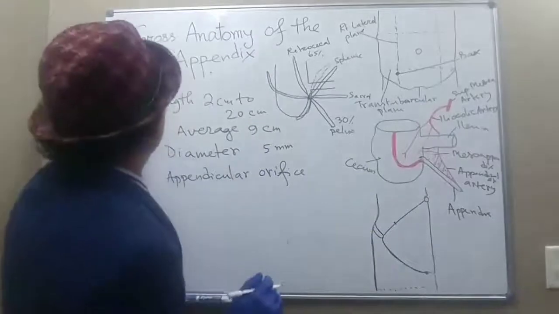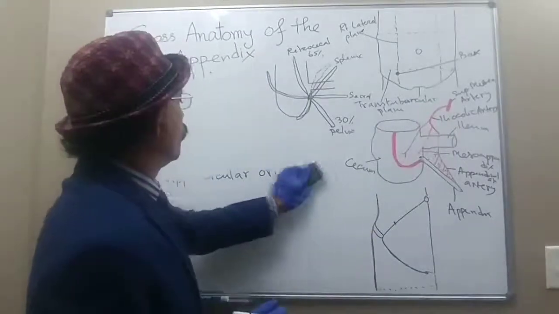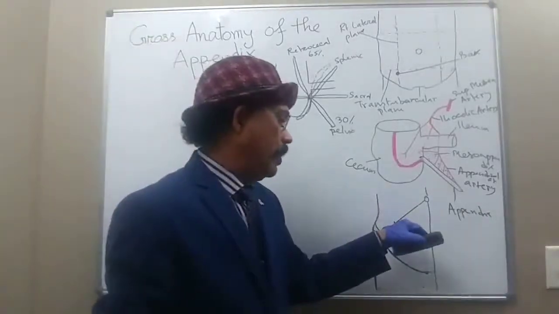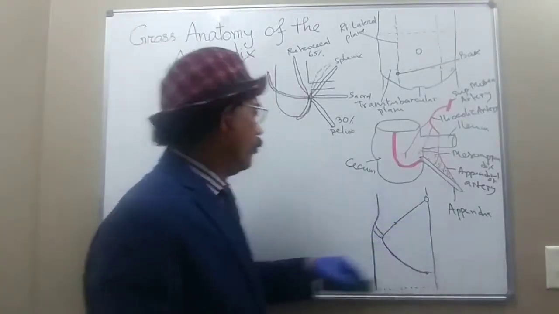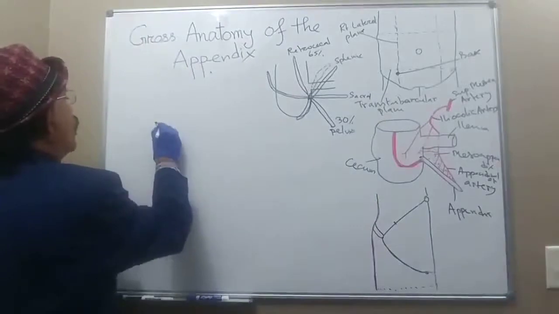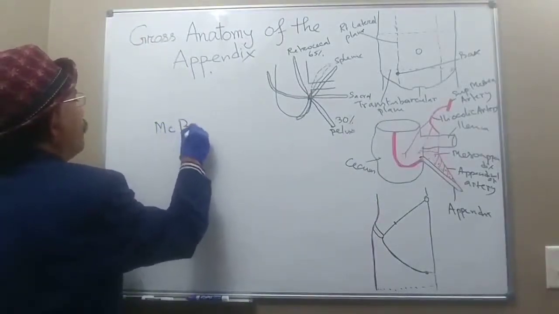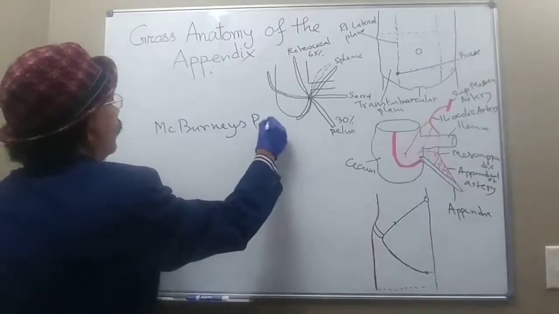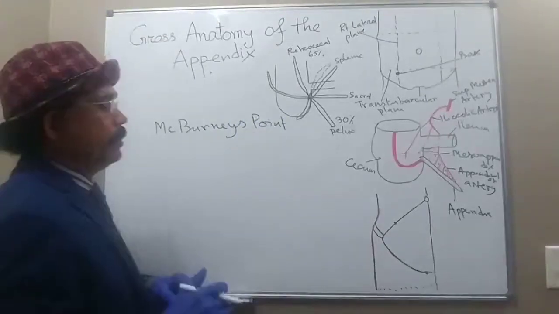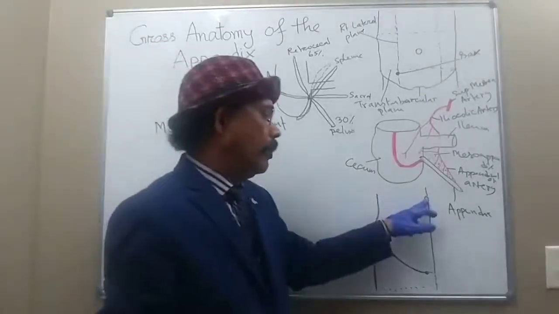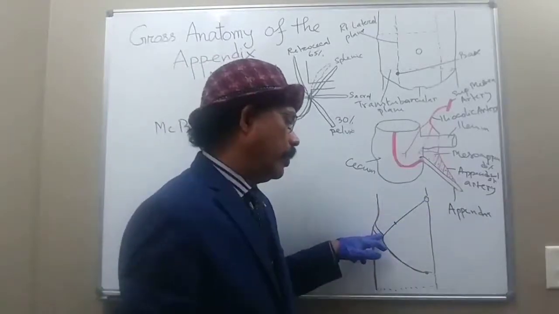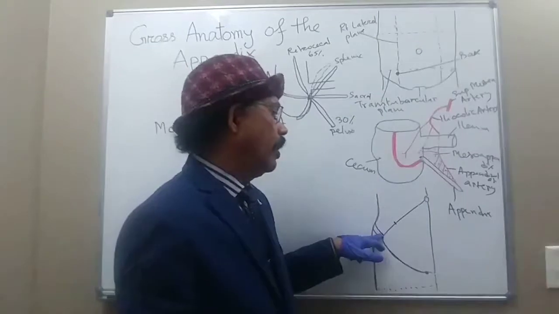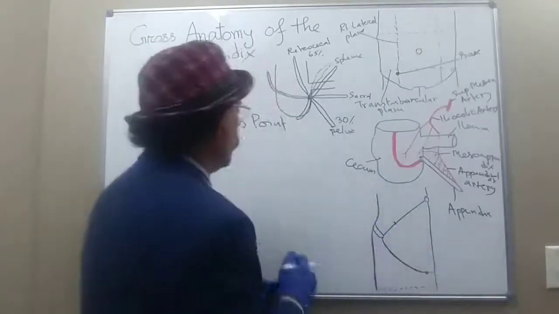And we have to know one more point, very important, especially for diagnosis of appendicitis. One point is called McBurney's point. This is the point on the spino-umbilical line from the anterior superior iliac spine to the umbilicus.